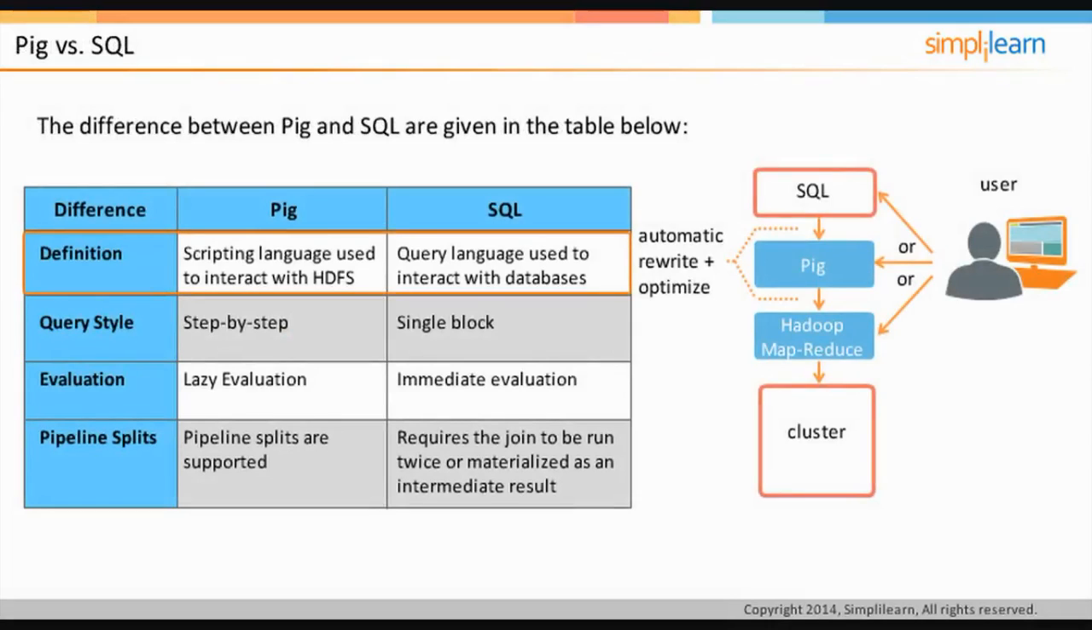The first difference between Pig and SQL is that Pig is a scripting language used to interact with HDFS, while SQL is a query language used to interact with databases residing in the database engine. In terms of query style, Pig offers a step-by-step execution style compared to the single-block execution style of SQL. Pig does a lazy evaluation, which means that data is processed only when the store or dump command is encountered. However, SQL offers immediate evaluation of a query. Pipeline splits are supported in Pig, but in SQL, you may require the join to be run twice or materialized as an intermediate result. In the next screen, we will look at an example to illustrate the difference between Pig and SQL.